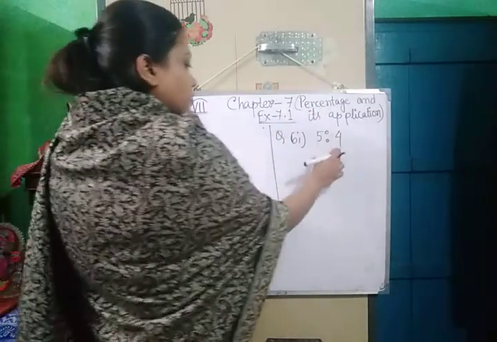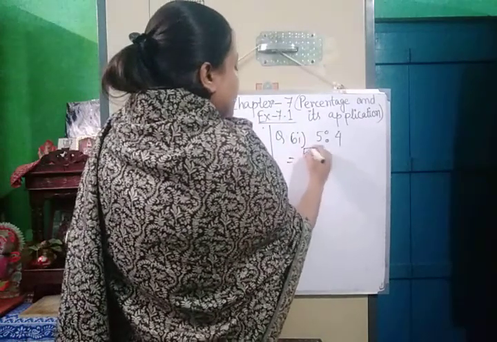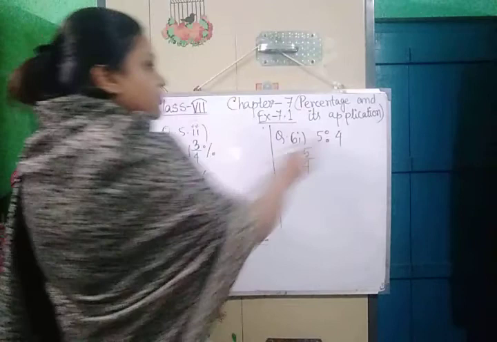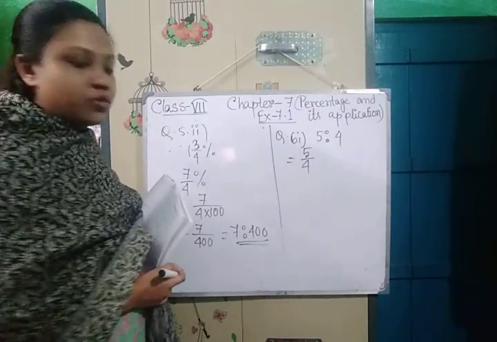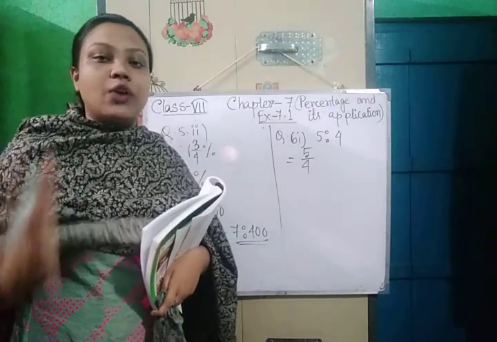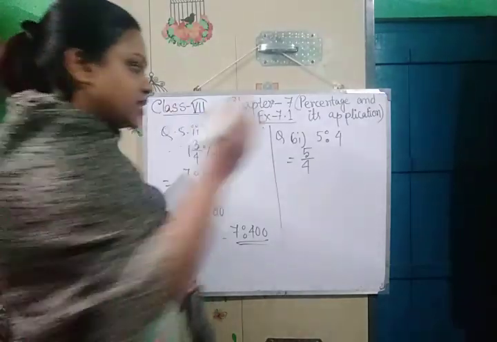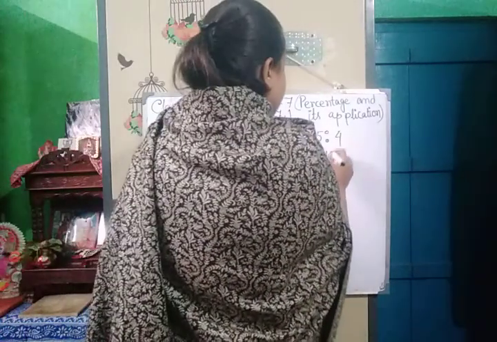Here it's a ratio. First we will write it as a fraction. How? We will write it as 5 by 4. 5:4 means 5 by 4. Okay. Now we will convert it to percentage. So how can we convert a fraction to percent? By multiplying it by 100. So we will multiply 100 with this fraction.